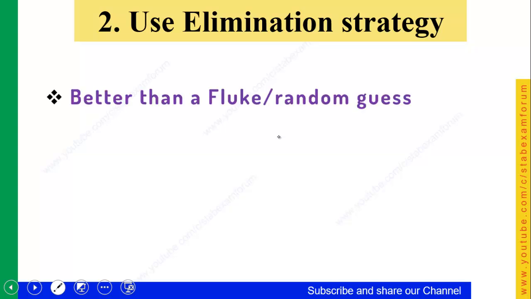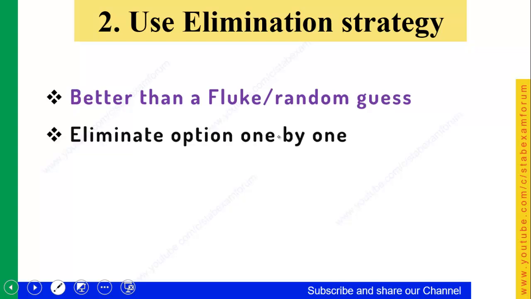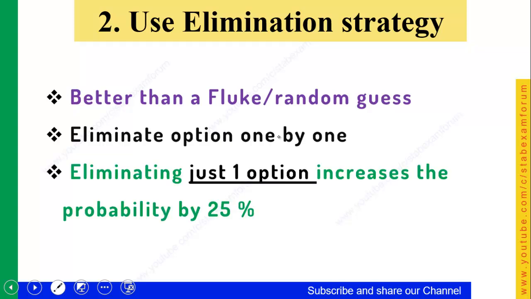Because the elimination strategy is always better than a fluke or random guess. This exam has negative marking, 1/4 negative marking. If you eliminate one option, you have 3 options left instead of 4, so there is an increased probability of giving the correct answer. Eliminating 2 will increase the probability by 50%. And in comparison to other candidates who have not attempted at all, you are 25% ahead.